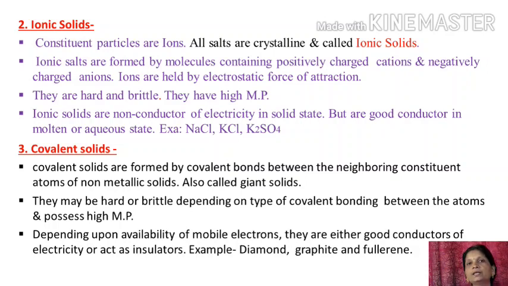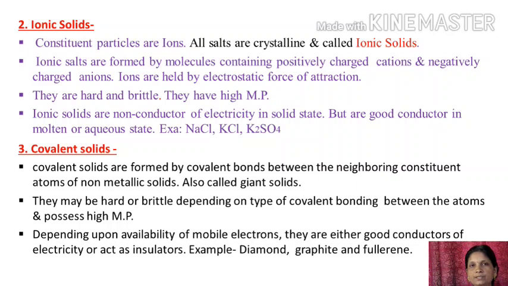The second type is ionic solid. Constituent particles here are ions. All salts are crystalline and called ionic solids. Ionic solids are formed by molecules containing positively charged cations and negatively charged anions. These ions are held together by strong electrostatic force of attraction. They are hard, brittle, and have high melting point. Ionic solids are non-conductors of electricity in the solid state, but are good conductors of electricity in molten and aqueous state. Examples: NaCl, KCl, K2SO4.